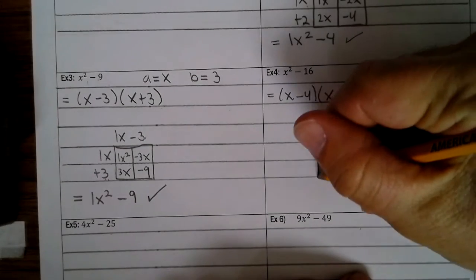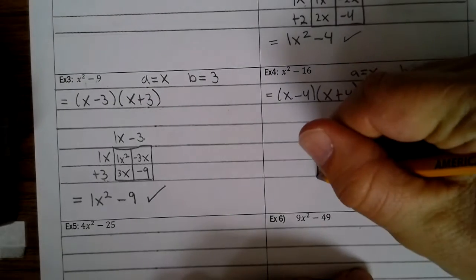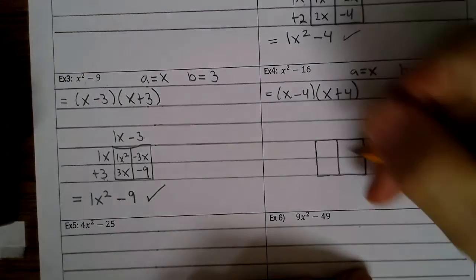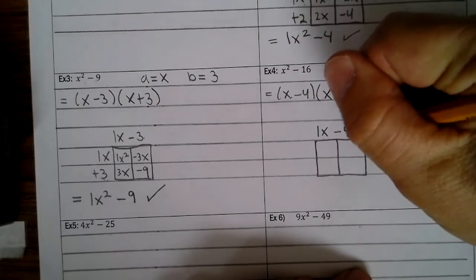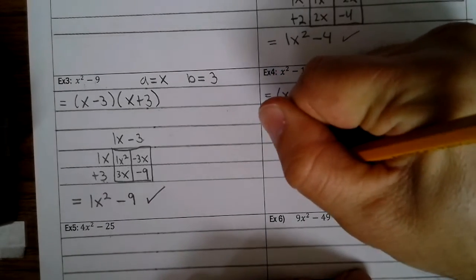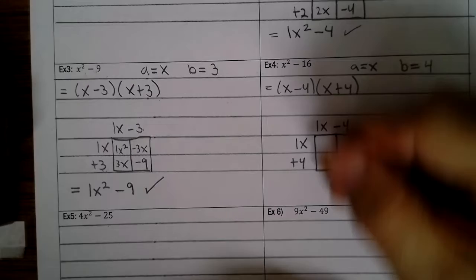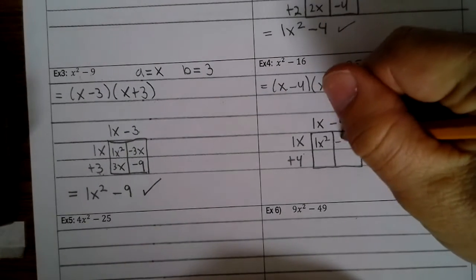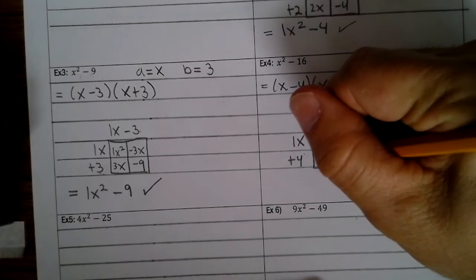And if we did this correctly, when we multiply, we should get x squared minus 16. So we have 1x minus 4 and 1x plus 4. So 1x times 1x is 1x squared. 1x times negative 4 is negative 4x. 4 times x is 4x. 4 times negative 4 is negative 16.